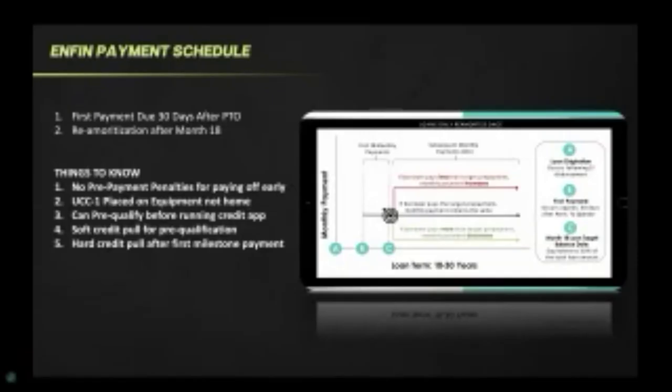Some other things to know: there is no prepayment penalties for paying off the loan early. There is a UCC1 placed on the equipment, not the home. And we'll talk about this pretty extensively, but you can pre-qualify the homeowner before running the credit app. It is a soft credit pull for pre-qualification, but that converts to a hard credit pull after the first milestone payment.